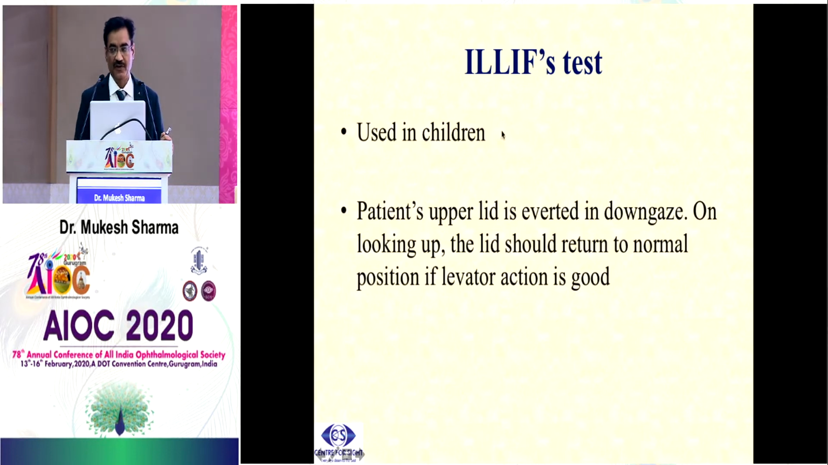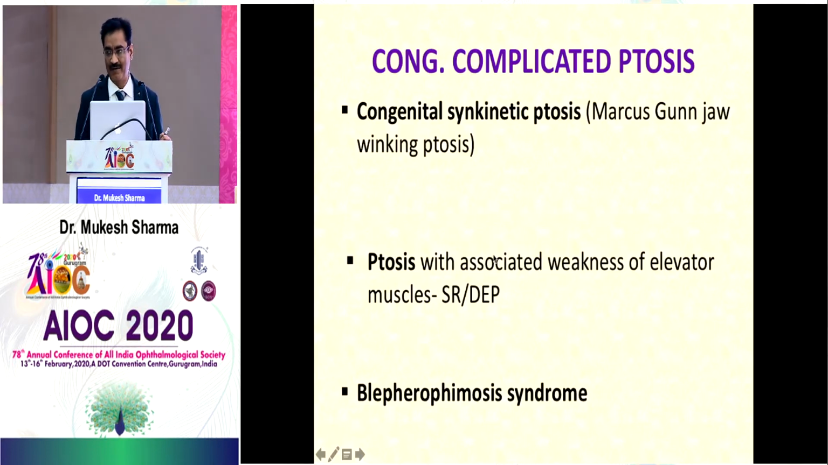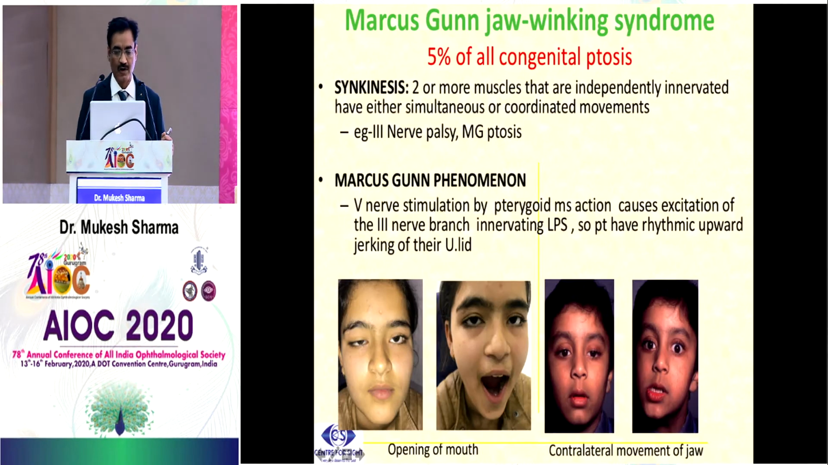Eversion test, it is used in children. You just invert the lid in down gaze and ask patient to look in primary gaze. Normal levator function, lid will revert to normal position immediately, but if levator function is poor, it will not revert to normal position immediately. Congenital complicated ptosis, synkinetic ptosis, I have already talked about it. Marcus-Gunn jaw-winking ptosis, ptosis with DEP, and blepharophimosis syndrome. Marcus-Gunn jaw-winking ptosis, 5% of all congenital ptosis.